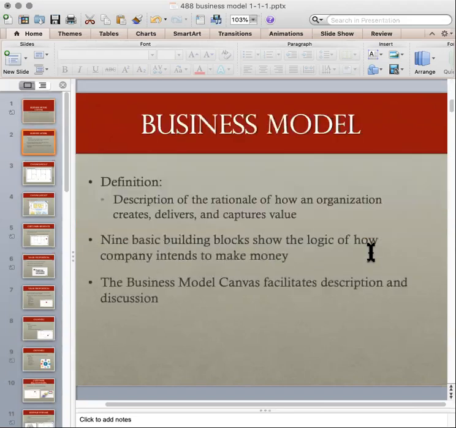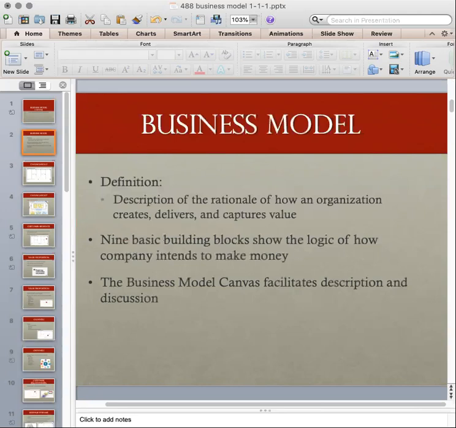A business model describes the rationale of how an organization creates, delivers, and captures value. It will show the logic of how your company intends to make money. These building blocks cover the four main areas of business, including customers, the offering, infrastructure, and financial viability. The business model is like a blueprint for a strategy to be implemented through organizational structures, processes, and systems.